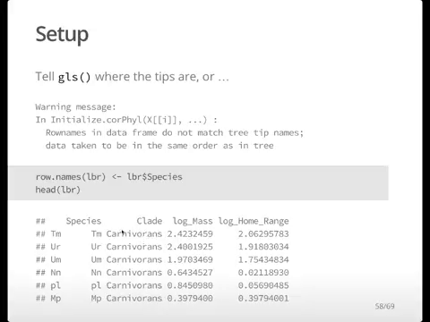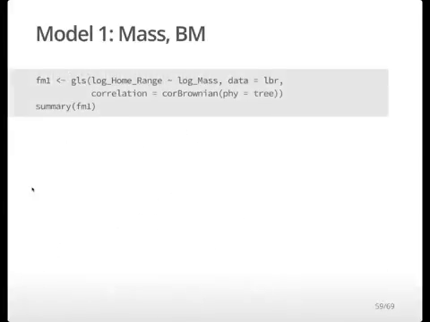So this is different. We supplied species when we made our comparative data object. We supplied species to the function that made that, and that's how it knew where everything should go. But we have to do it manually here. All right, so here's how we do it.